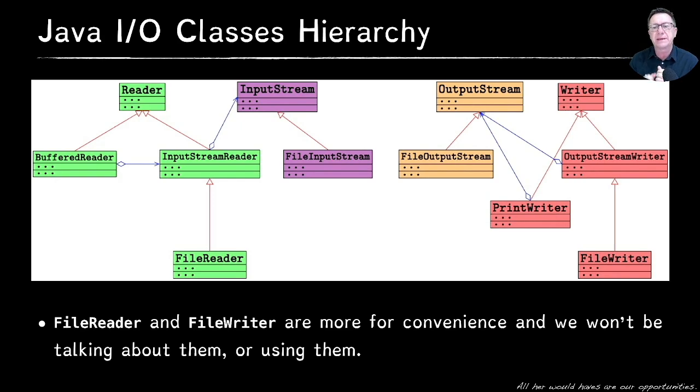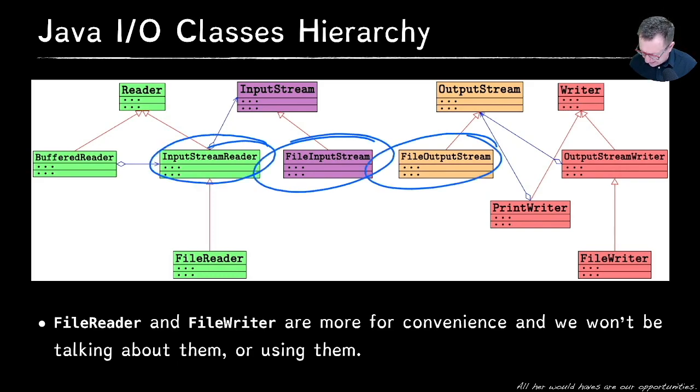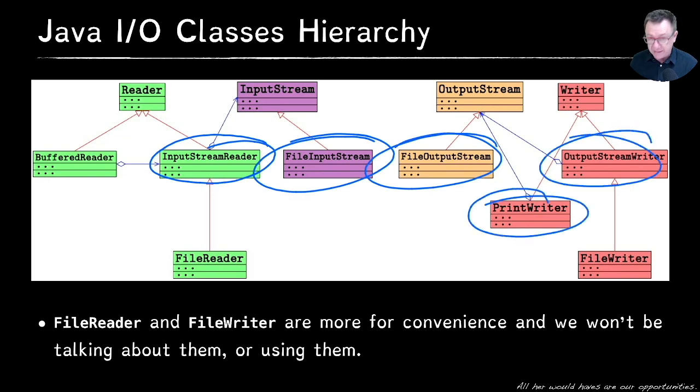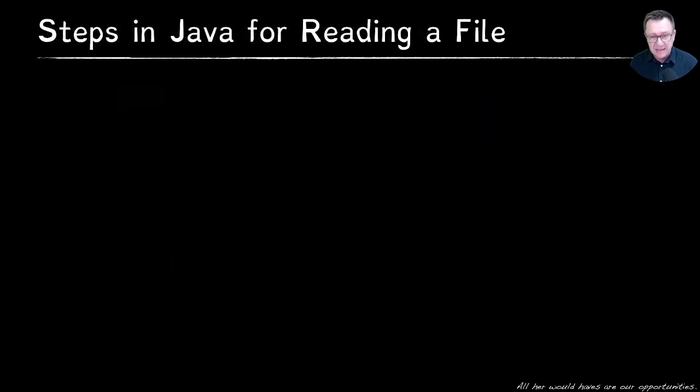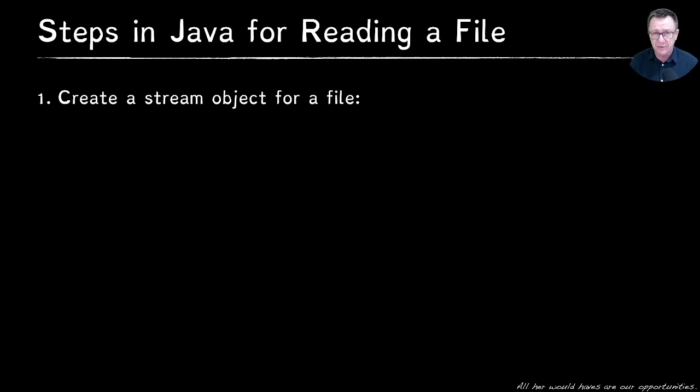Okay, and the streams come in, and how do we collect those streams? You can see we've got an input stream reader, we've got a file input stream, we've got file output stream, writer, print writer. Ooh, print writer. Yes, we've been using that. Buffered reader. So there's all kinds of things within this hierarchy. So what are our steps, as we've said? Well, our first one is we need to create a stream object for our file.